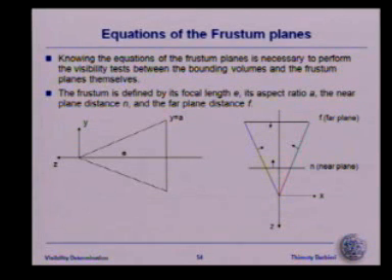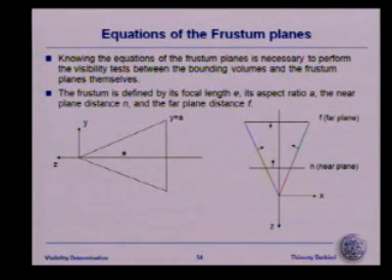to check for visibility. This is the Frustum. The parameters that are used to define the Frustum are represented in the picture. Namely, you have the focal length E, the aspect ratio A, which is the ratio between X and Y, and the near plane distance, which is N over here, and the far plane distance F over here.